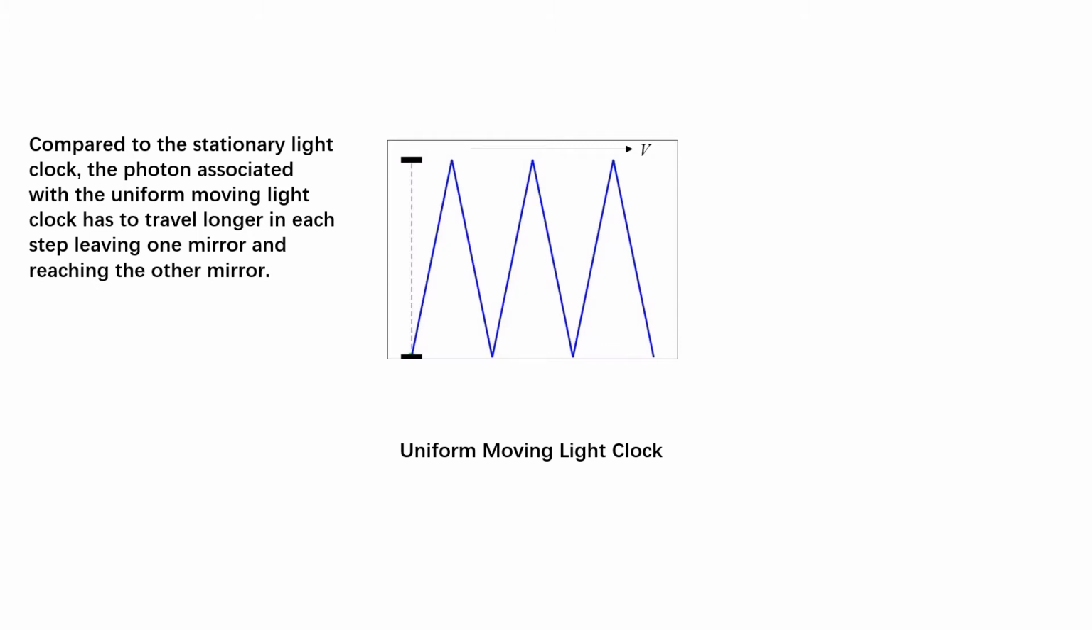This video shows a uniformly moving light clock. A light clock moves with a constant velocity v towards the right side. Compared to the stationary light clock, the photon has to travel farther in each step, leaving one mirror and reaching the other mirror. So here we can say this kind of pattern can construct a light clock.